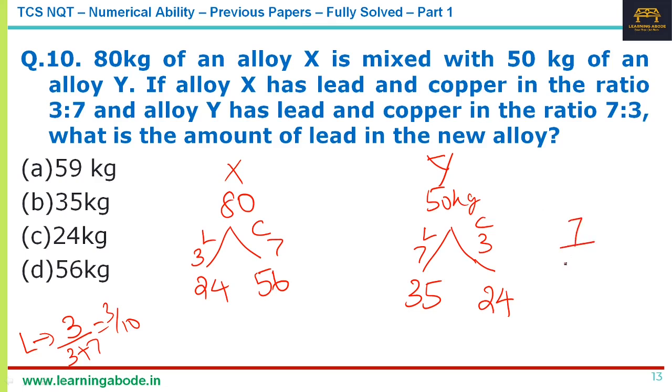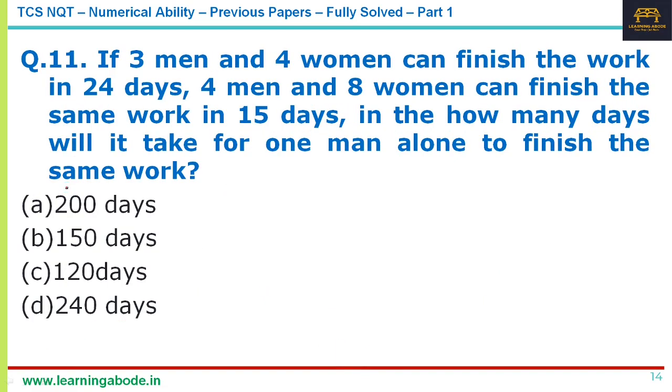Total is 7 out of 7 plus 3, and this into 50. So that's 35. Okay, so lead is 24 in X and 35 in Y. So together it is 59. So what is the amount of lead in the new alloy? It is option A, 59 kilogram. That's the answer for the 10th question.